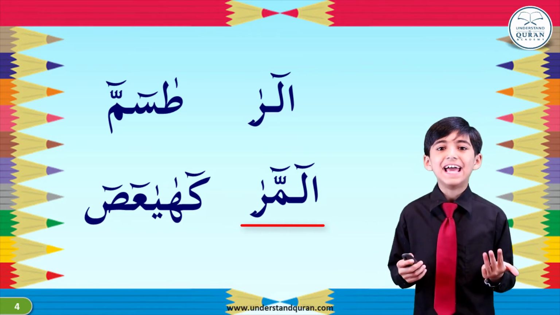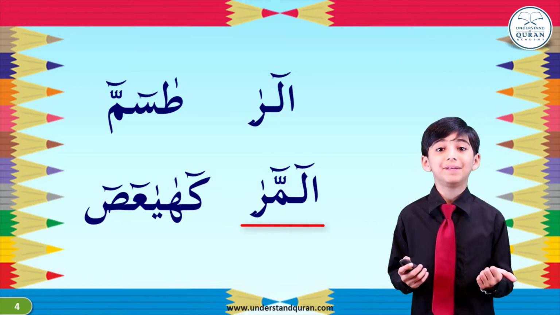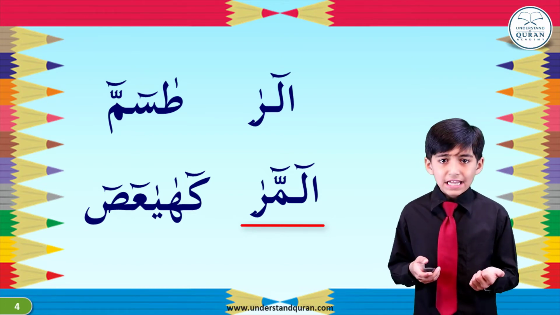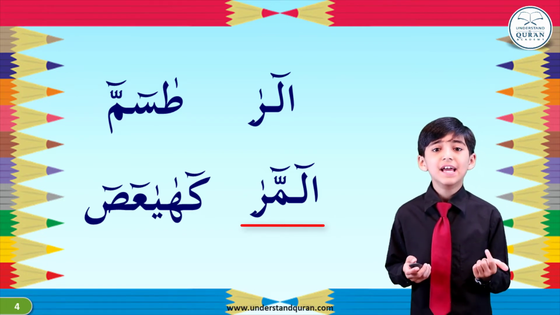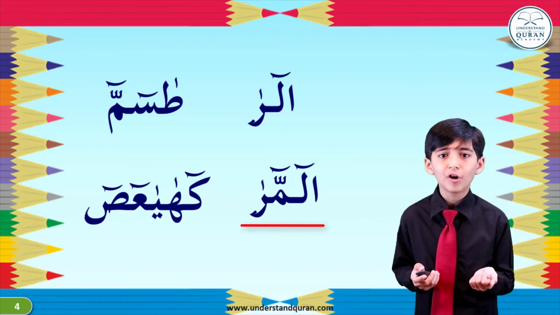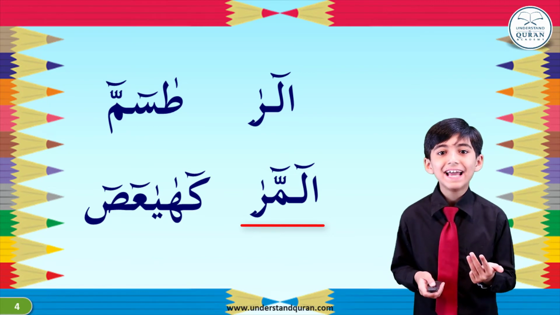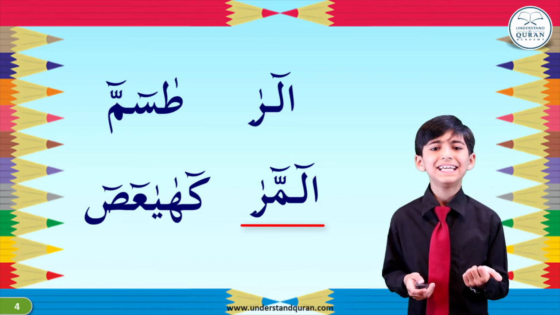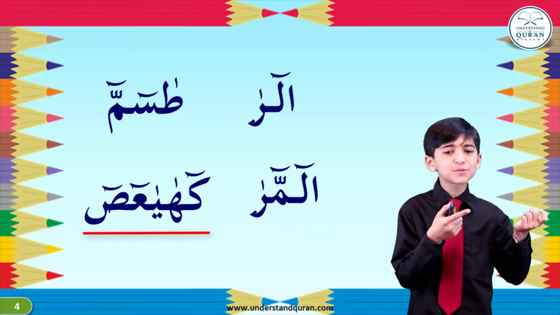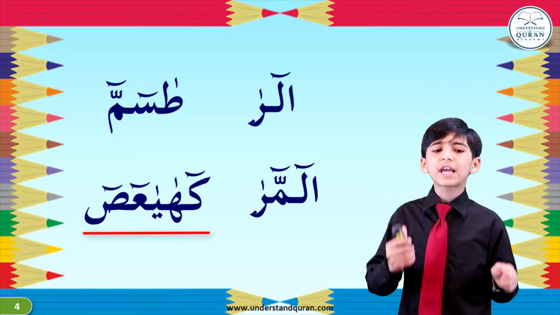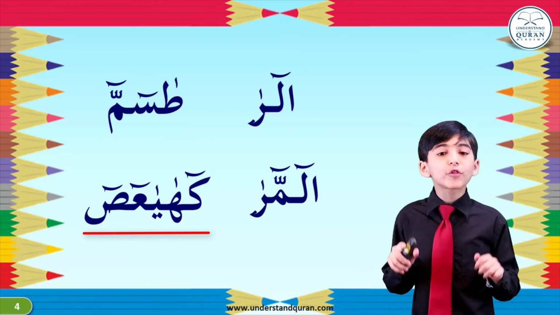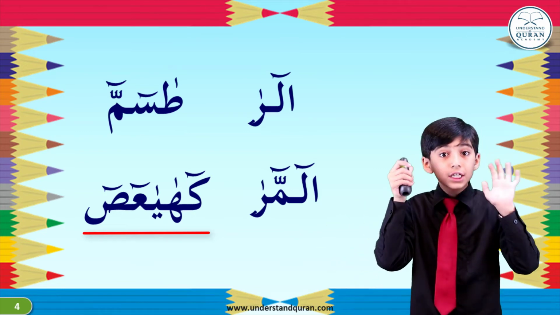Alif, lam, mim, ra. Alif, lam, mim, ra. Alif, lam, mim, ra. Oh, now the longest word. Very long. 6 for kaf, 2 for ha, 2 for ya, 6 for ayn, 2 for the ghunna in between ayn and sad, and 6 for sad.